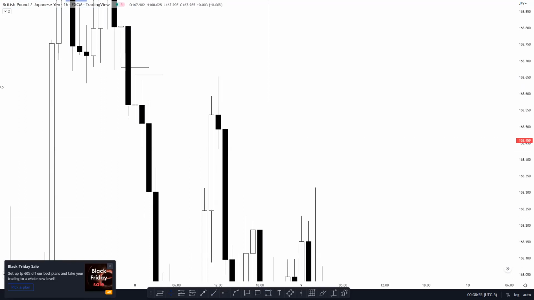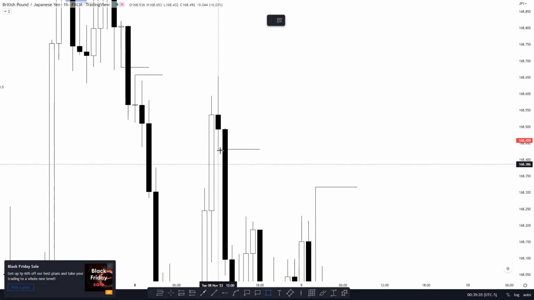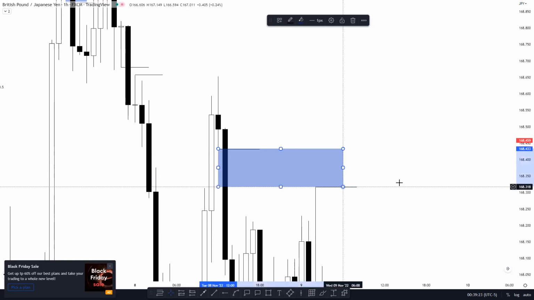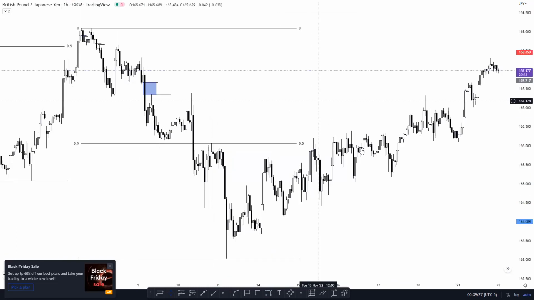Same thing here. We have this. We had this and this low to this high as a fair value gap. But market came in, filled this half of the fair value gap. So we still have the fair value gap left here. From this high to here, we have this as a fair value gap. So that is how it works, the fair value gap things.